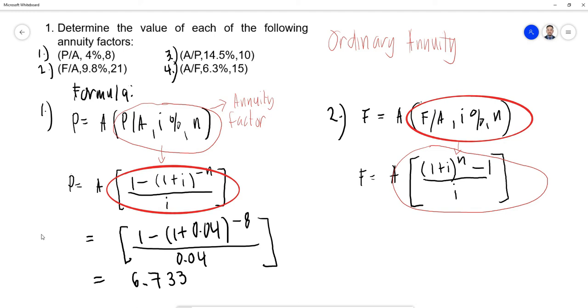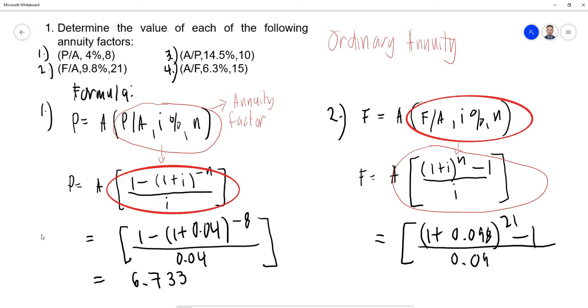Next, for number 2, we will just solve for this annuity factor. I is 9.8% or 0.098, raised to n, which is 21, minus 1 over I, which is 0.098. Solving this, we will get 62.477 in 3 decimal places.